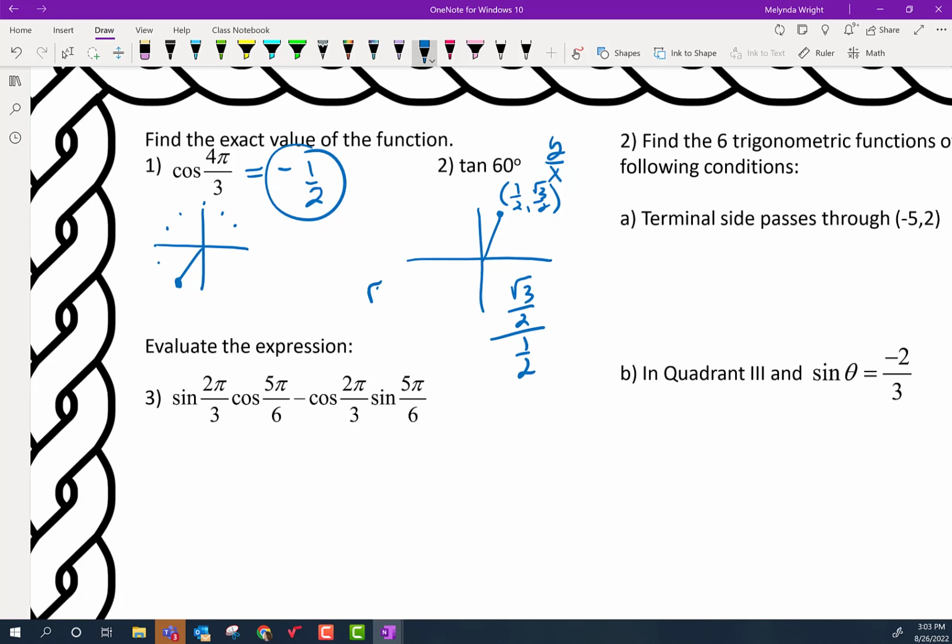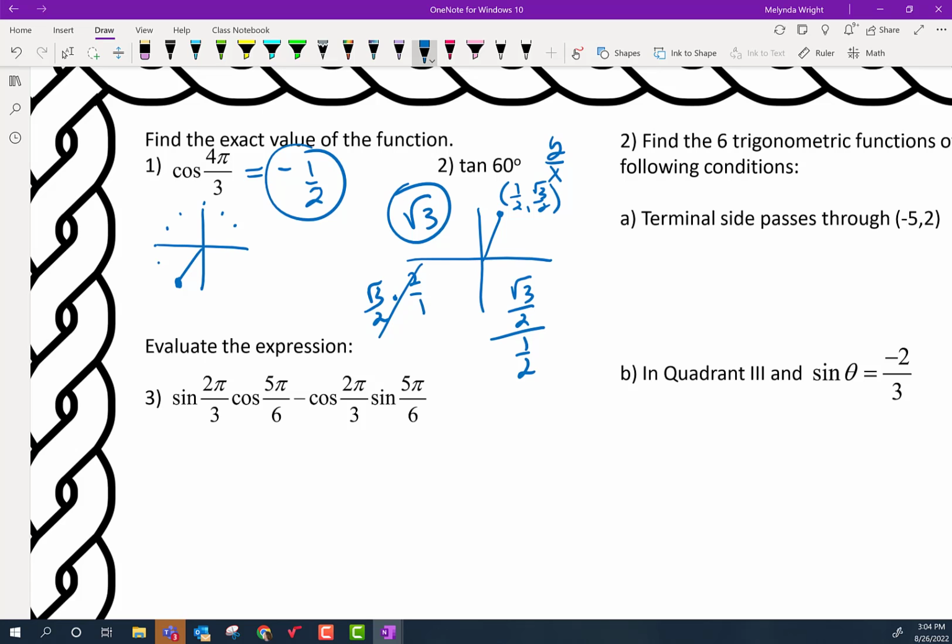All right, so keep, change, flip. So I keep the top. I know a lot of middle schools teach it that way. That's why I'm saying those words. Keep, change, flip. Change division to multiplication. I flip the bottom to 2 over 1. The 2's cancel out. So my answer is root 3. Okay, we okay?